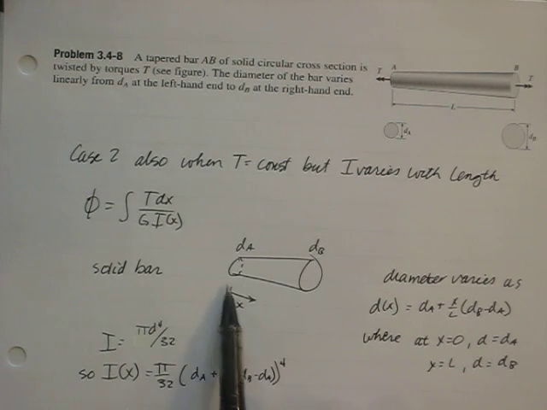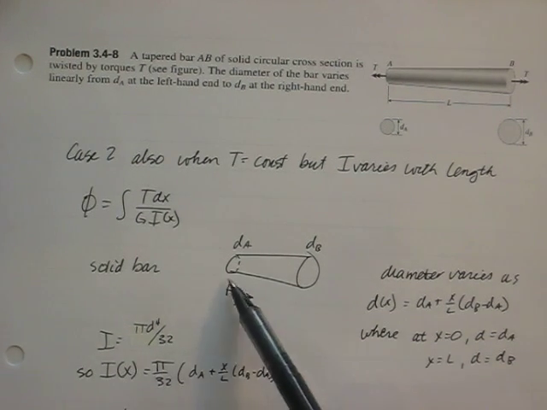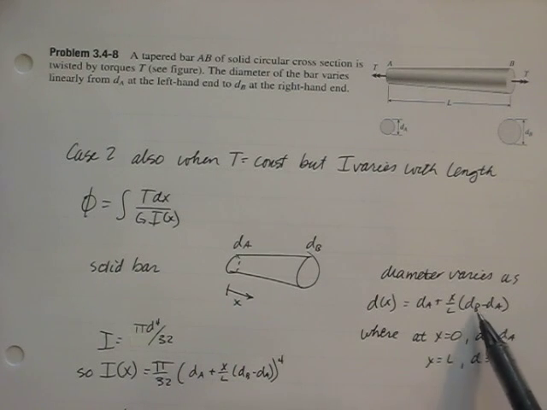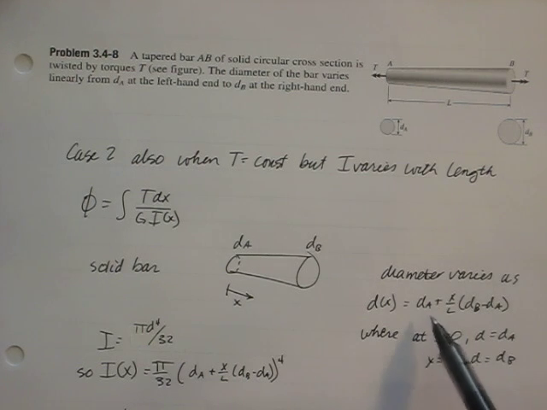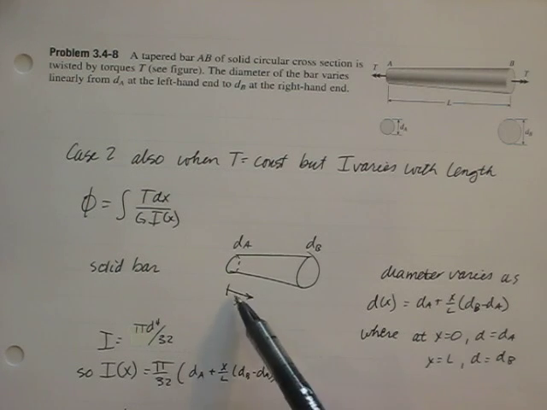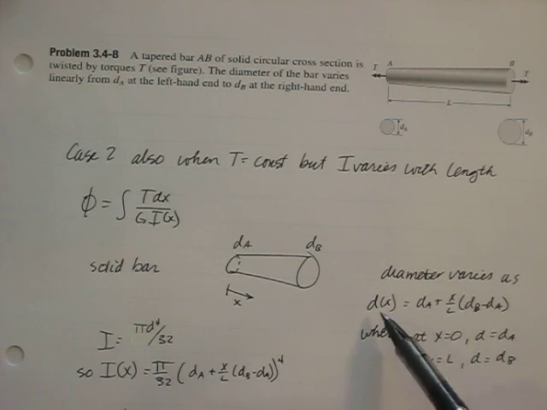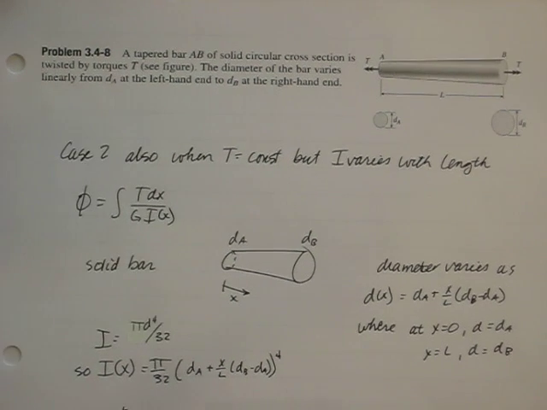And because this is a solid bar, we're going to start at either end, doesn't matter. But we say we have a diameter of dA and a diameter of dB here. Now here's where we did this before, is that the diameter as a function of x, if x starts here, has this little ratio relationship such that dA plus x over L, dB minus dA, is the diameter as a function of x.